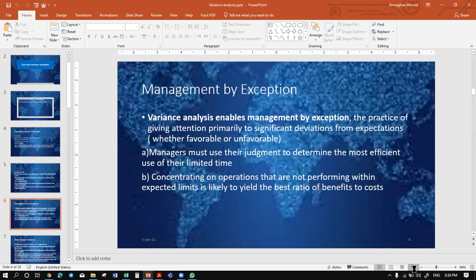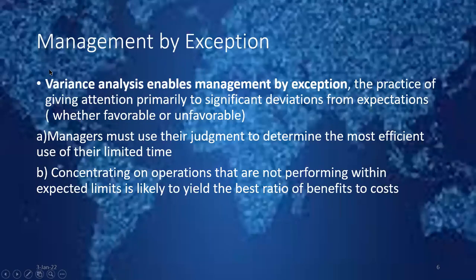Basically, we see management by exception, right? Management by exception is the practice of giving attention primarily to significant deviations from expectations. It means that if, let's say, the material price increases very little, you will not take much action. If the variance is very little, you might not act, but you might say that if the variance is 2% or more, then a management by exception report should go to the supervisor.